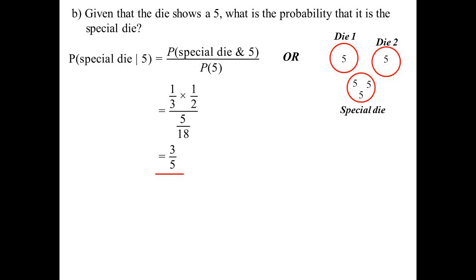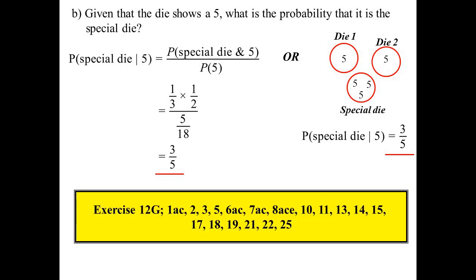Another way I could do it, I could use Venn diagrams, but I'm only interested in the 5. So I've got die 1, and as far as I'm concerned, there's just one number on die 1, and it's a 5. On die 2, same deal. There's one number on it, and it's a 5. On the special die, there are 3 fives on it. Everything else I don't care about, because I know we've got a 5. So given that the die shows a 5, what's the probability that it's the special die? Well, there are 5 numbers there, and 3 of them are on the special die. So 3 in 5. Another way of approaching that question. That shall do us.